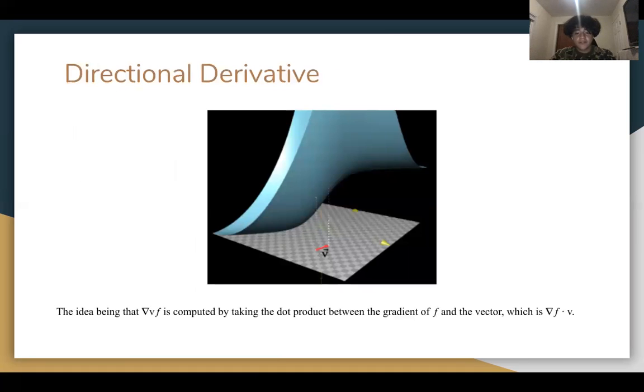So for directional derivative, the directional derivative tells us intuitively that if you have some multivariable function f(x, y) and a vector v in the function's input space, the directional derivative of f along v tells you the rate at which f will change while the input moves with the velocity vector v. The idea being that the directional derivative is computed by taking the dot product between the gradient of f and the vector v. Which means that it makes sense that the directional derivative comes from the dot product of the gradient and the unit vector because they are all used in relation to one another.